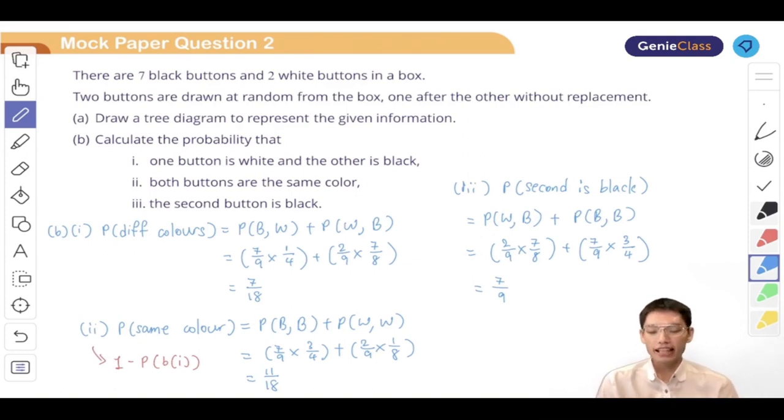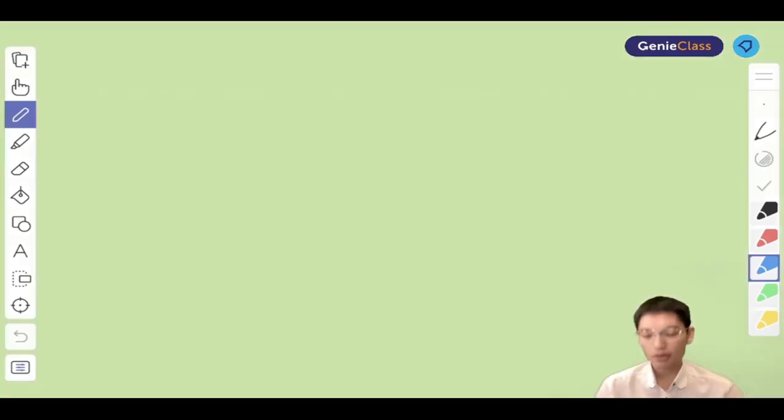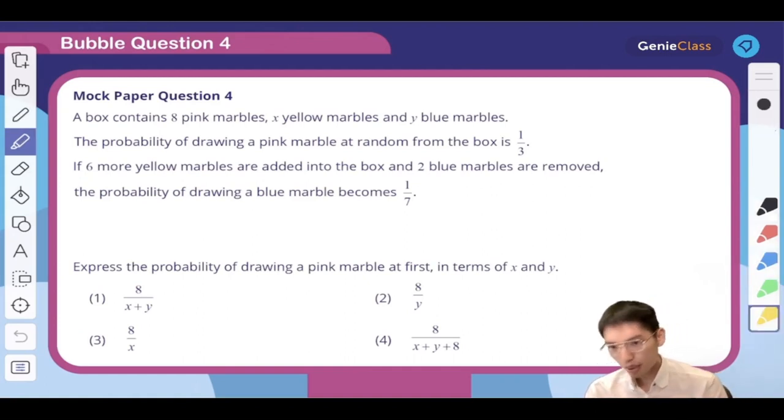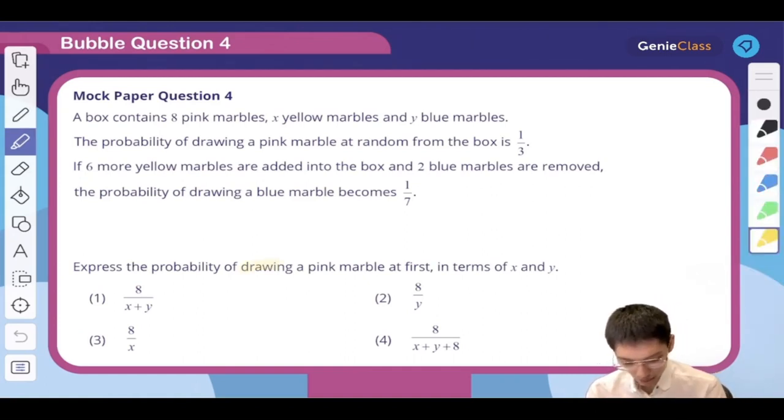Now next up, moving on to the next mock paper question, in the form of a bubble question built up again. So this is an example of a mock paper question, and all these key pointers here are going to help. Sounds a mouthful, but take note of what the bubble question is asking. One minute shouldn't take too long. Again, look at what the question is asking over here: the probability of drawing a pink marble at first, in terms of X and Y. Launching a bubble in 3, 2, 1. Let's go. Give it a shot.